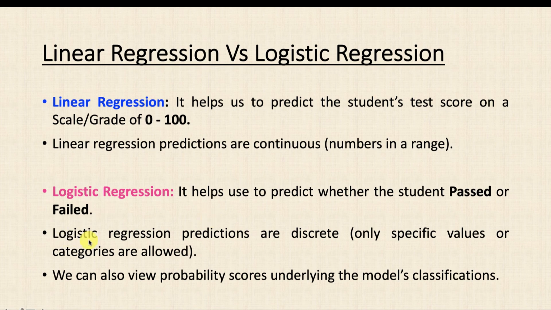Here logistic regression predictions are discrete, only specific values or categories are allowed, and we can also view the probability scores underlying the model's classifications. Okay, so this is the difference between linear regression and logistic regression.